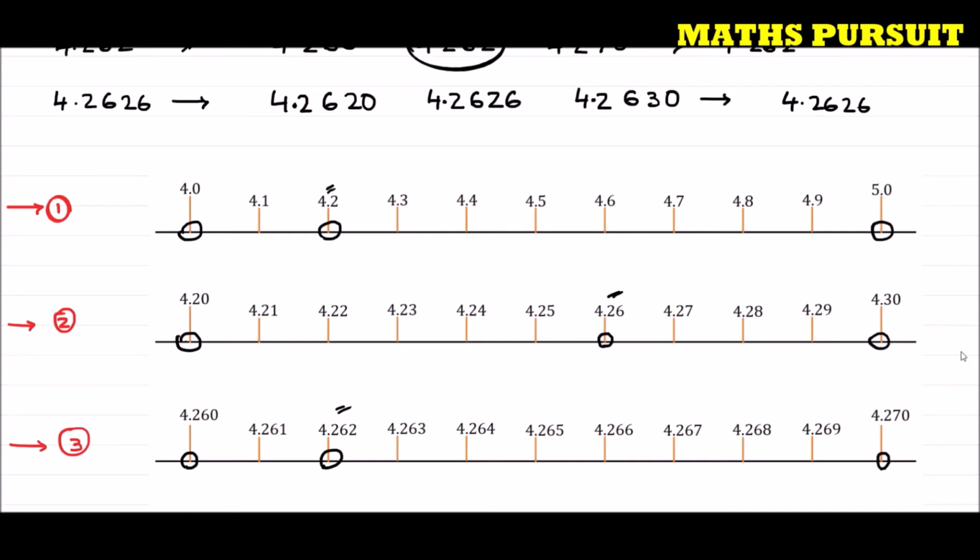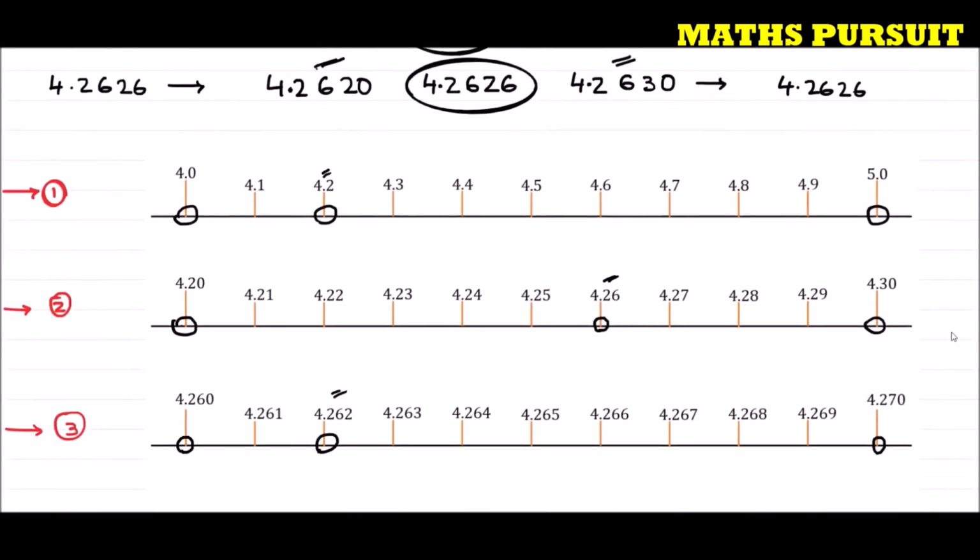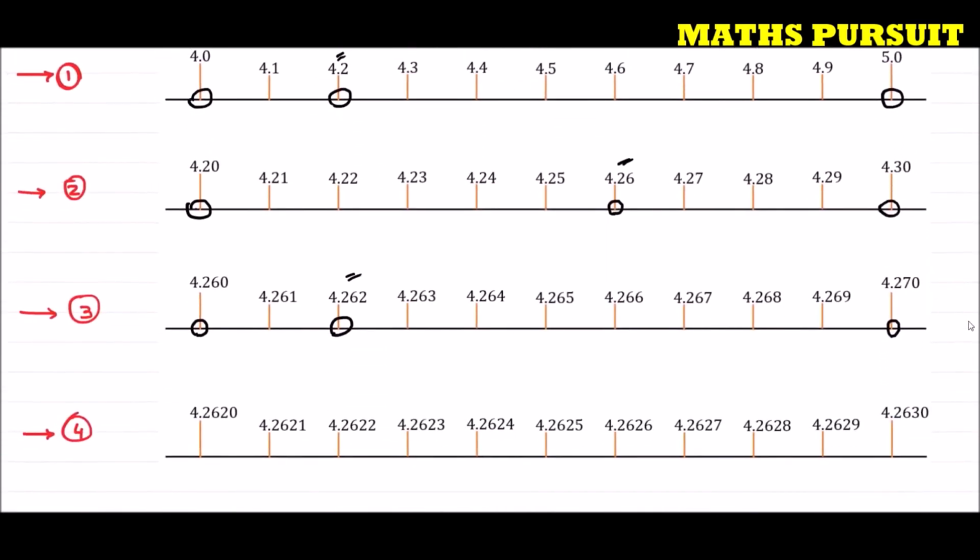Now let us look into the final number that the question has given us. This is 4.2626. 4.2626 falls in between 4.2620 and 4.2630. Let us try to show that here. You could see that 4.2626 is here, and the starting point of the number line is 4.2620 and the end point of the number line is 4.2630. Hope you understand.